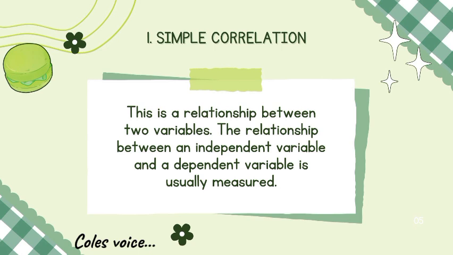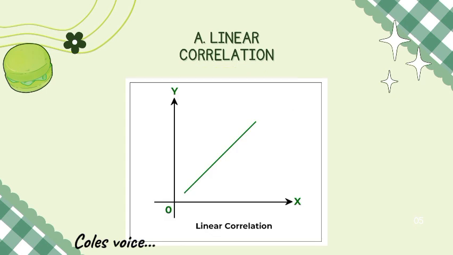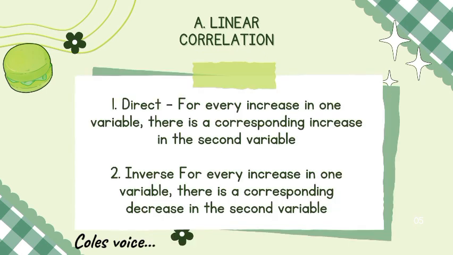Simple correlation. This is a relationship between two variables. The relationship between an independent variable and a dependent variable is usually measured. A. Linear correlation. This means that a change in one variable is at a constant rate with respect to the change in the second variable. The correlation between the variables may either show a direct or inverse relationship. Number 1. Direct. For every increase in one variable, there is a corresponding increase in the second variable. Number 2. Inverse. For every increase in one variable, there is a corresponding decrease in the second variable.